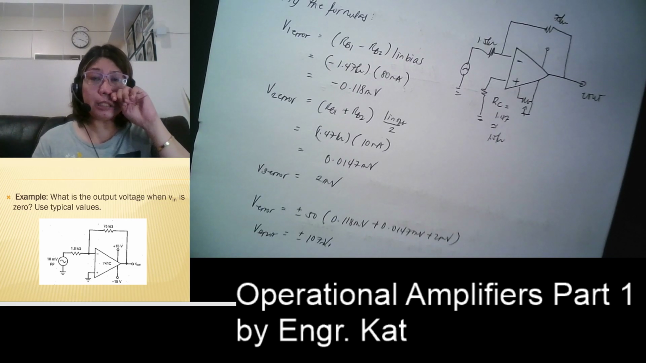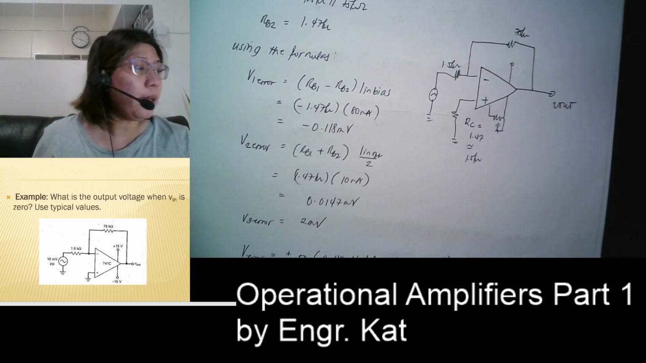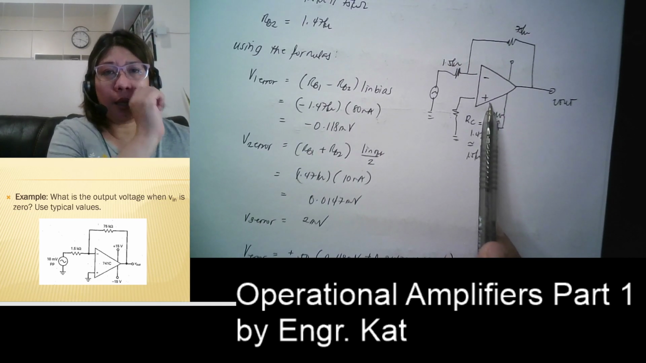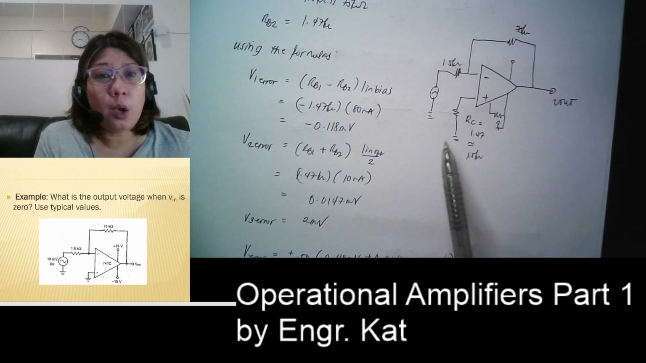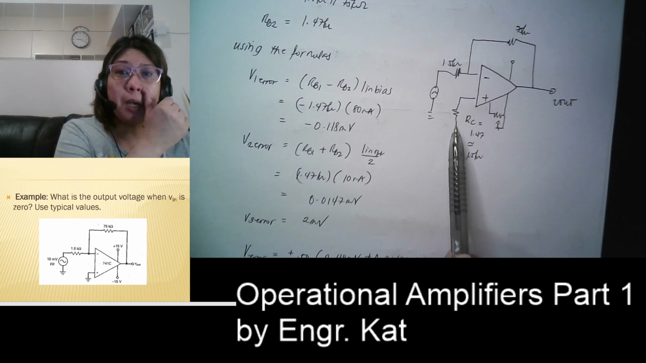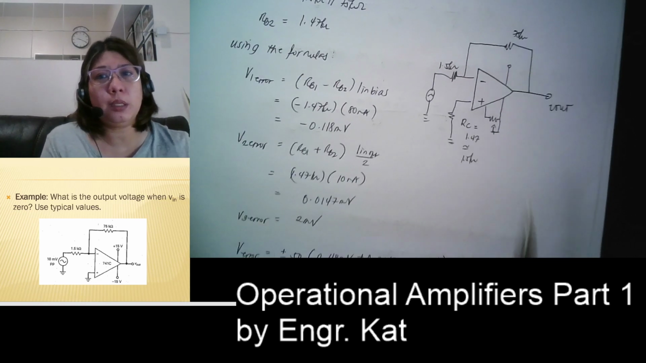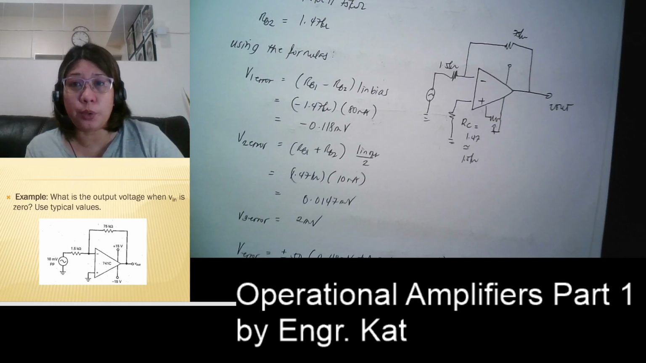So the compensating resistance is that from our original circuit, instead of placing the non-inverting input to the ground, we place here an RC. And this RC is equivalent to your RB2. So usually this is equivalent to RB2, or the nearest possible resistor available nearer to your value of RB2.